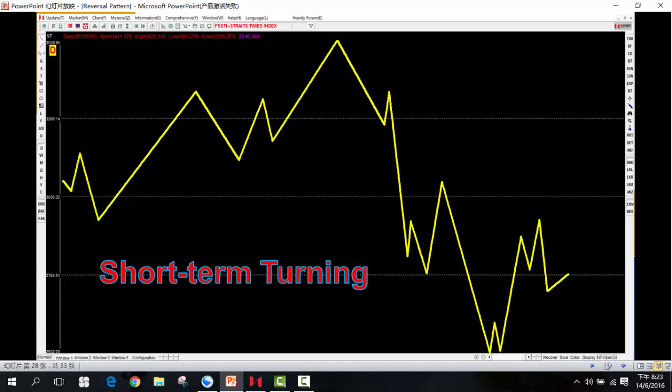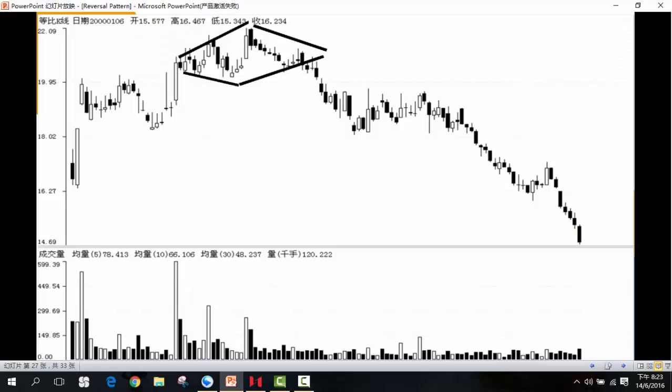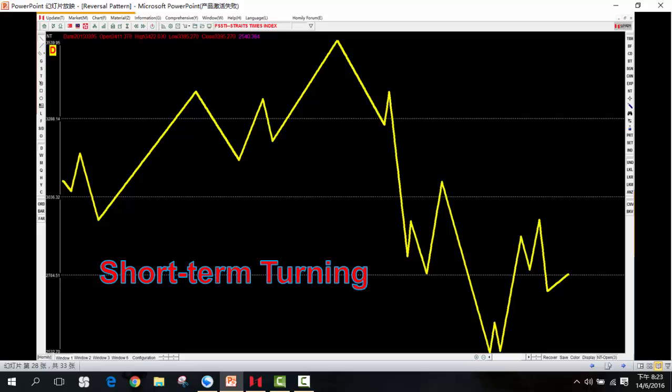The next one, I will teach you how to use the function to judge the pattern. Because if we only see the candlesticks, it's hard to judge which pattern it belongs to. Okay, then we can see this one. This one is called turning, the short-term turning or medium-term turning. Firstly, this is the STI index. We can see the short-term turning. Then we can judge the pattern easily.